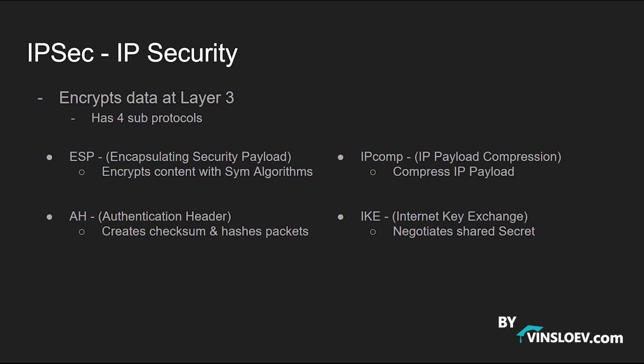We will in the next slide see a graphical illustration of how this works, but first we will go through them. So the first protocol we have is ESP, Encapsulating Security Payload. This is the protocol that encrypts the content, meaning the data that we have, with a symmetric algorithm. This means that both the client and the server will have the same algorithm, such that what is used to encrypt the data can also be used to decrypt the data.